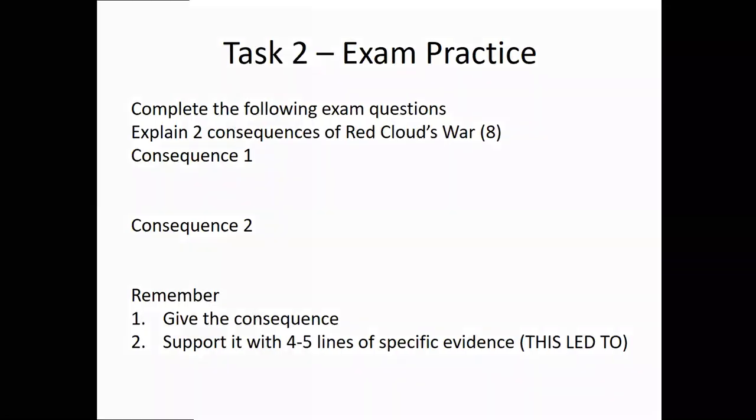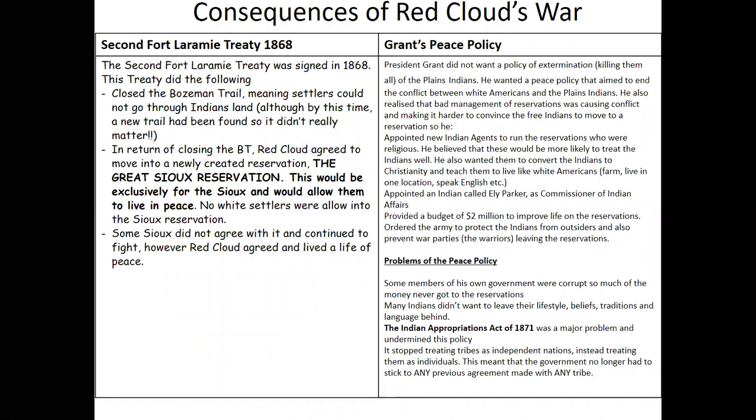Right. Okay. Consequences of Red Cloud's War. Now, one of these, I wasn't sure whether to put, but actually it does make sense. The biggest consequence of Red Cloud's War is this one here: the Second Fort Laramie Treaty of 1868. So, the Second Fort Laramie Treaty was signed in 1868, and what it did was close the Bozeman Trail, that trail that people walked on, meaning settlers could not go through Indians' land, although by this time a new trail had been found, so it really didn't matter.